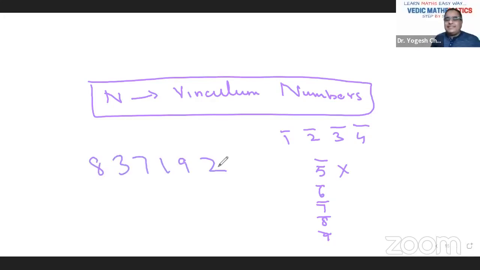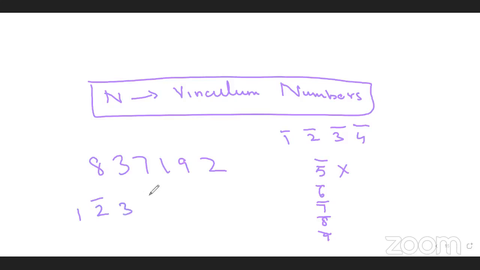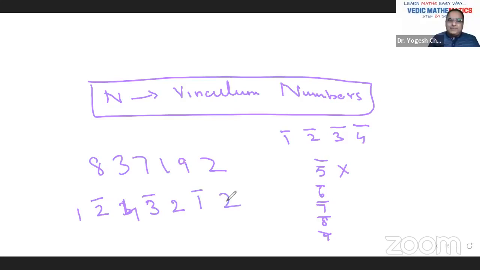837192. 1, 2 bar, 4, 3 bar, 2, 1 bar, 2. 1, 2 bar, 3. 4, 4, 2 bar, 4, 3 bar. 2, 1 bar, 2. Yes, Divya.